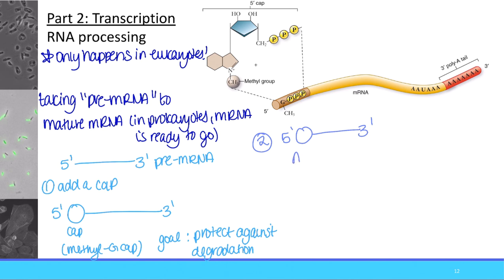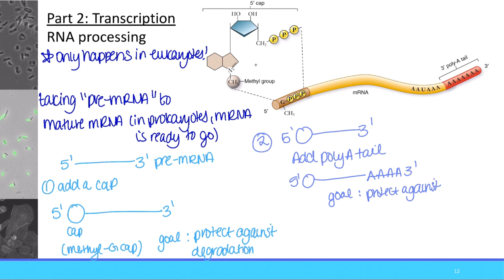The second thing that we're going to do is add a poly-A tail. A poly-A tail is exactly what it sounds like. We're adding a bunch of A's at the end. And the goal of this, or why we do this, is to protect against degradation.